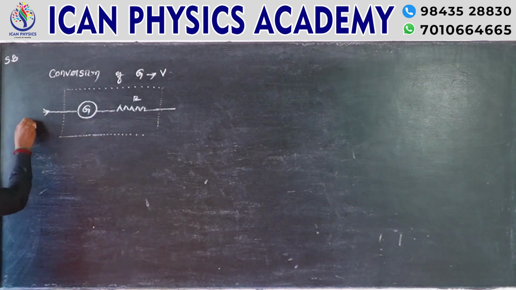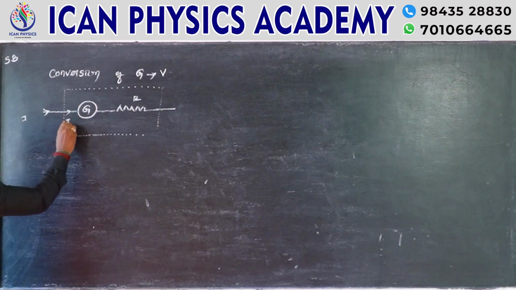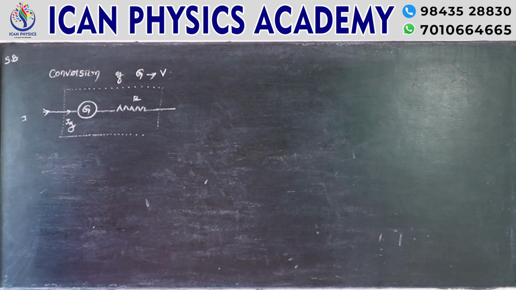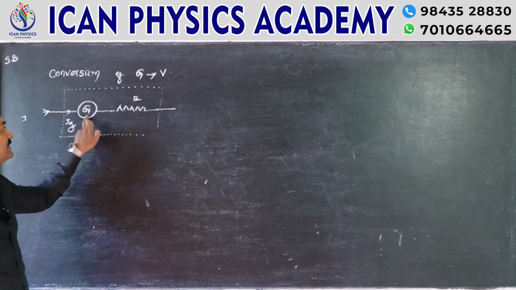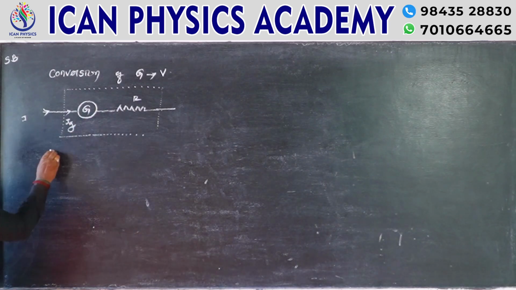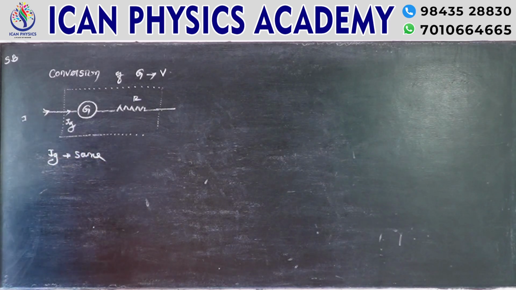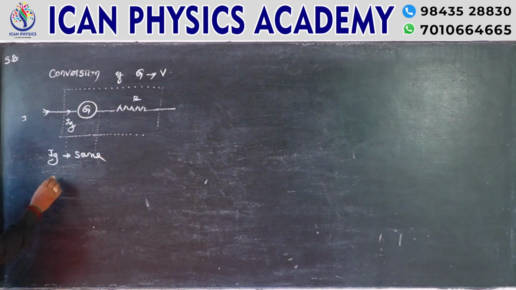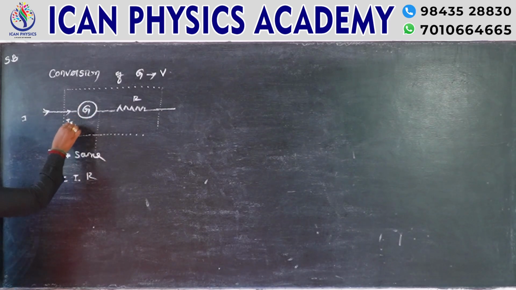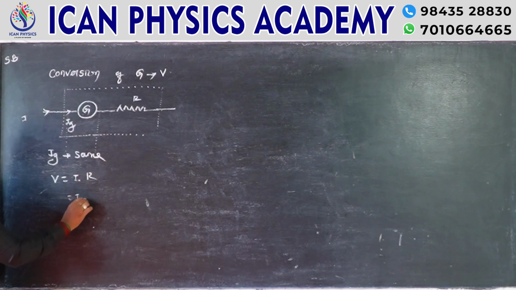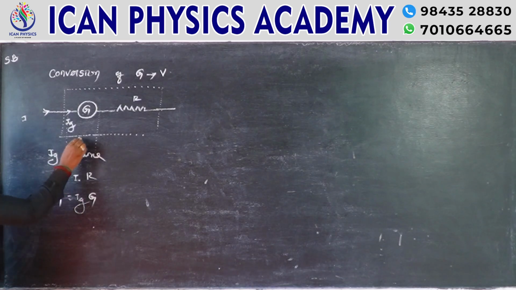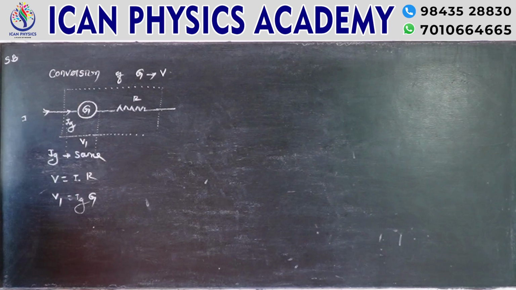Now the current is I. When the current enters into it, it becomes Ig. When 2 resistances are connected in series, the current will be the same, but the potential difference varies. What do we know here? V equals IR, which is the general formula. Here the current is Ig and the resistance is G, so let us name the potential drop V1. So V1 is the potential drop across the galvanometer.